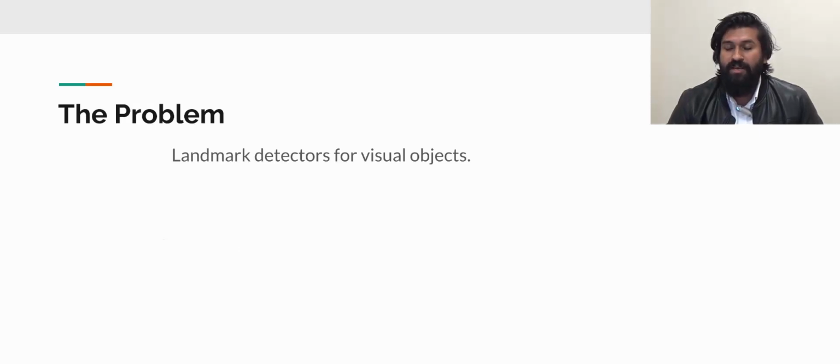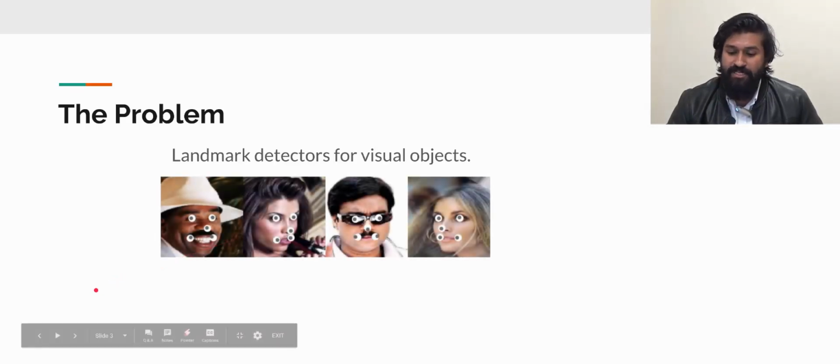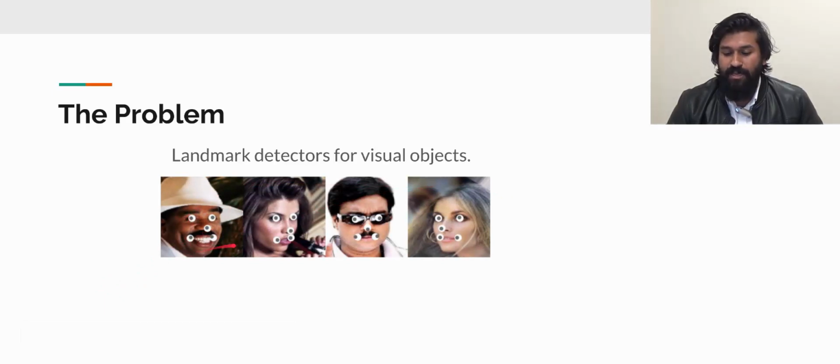So what's the problem they are trying to solve? The problem they are trying to solve is to get landmark detectors for visual objects. So what does it mean when we say the term landmark? Landmarks are basically the visually salient points in an object. If we look into this picture of 4 faces, the landmarks are the eyes, nose and the lips of a human face, and the landmark points change picture to picture.